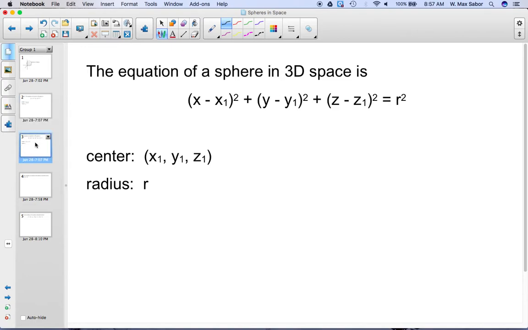In a sphere, we have the same formula, except we have plus z minus z1 squared. So x minus x1 squared plus y minus y1 squared plus z minus z1 squared equals r squared. Make sure that you get this in your notes. The center should be x1 comma y1 comma z1, and the radius should be r. As always, note the negatives in the formula. So if we see x plus 3 squared, then that's going to be an x coordinate of negative 3, etc.